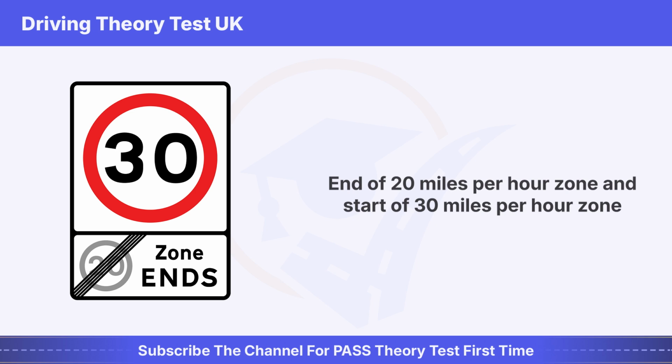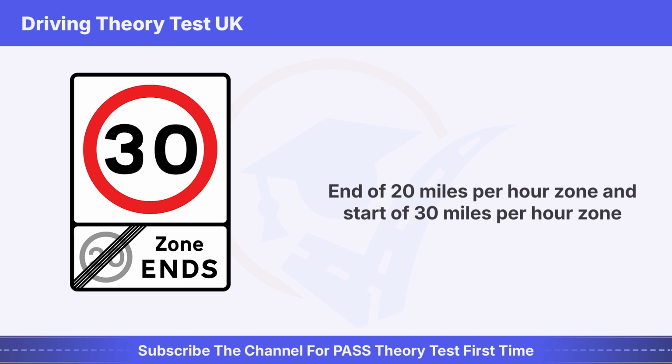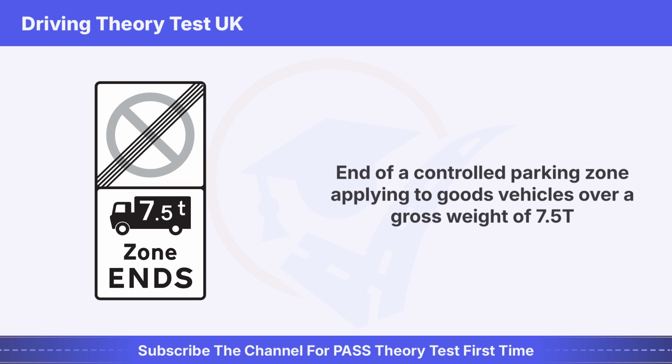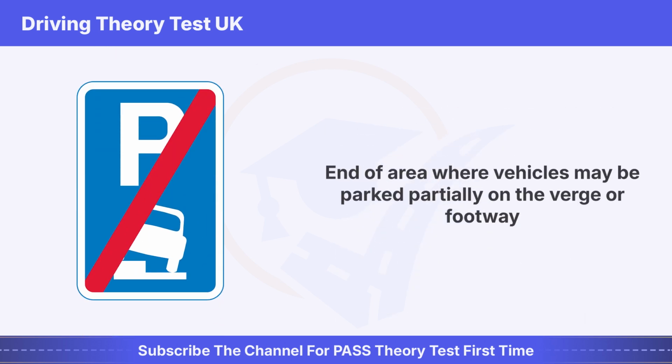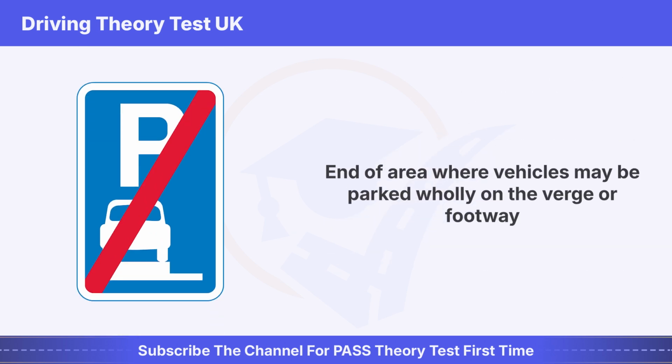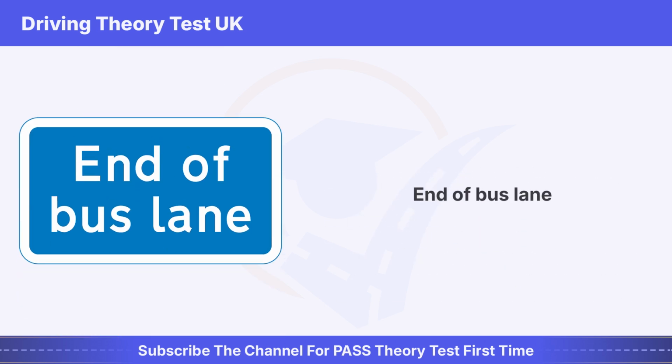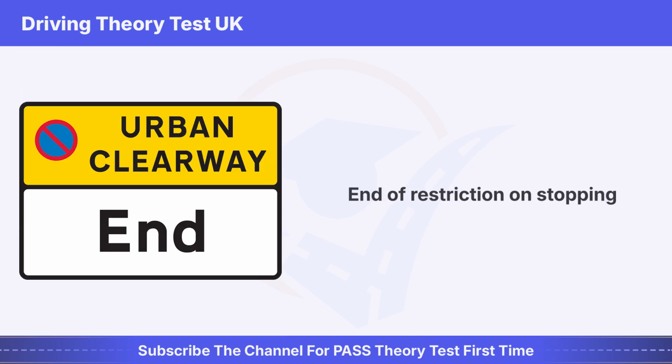End of 20 miles per hour zone and start of 30 miles per hour zone. End of a controlled parking zone applying to goods vehicles over a gross weight of 7.5 tons. End of area where vehicles may be parked partially on the verge or footway. End of area where vehicles may be parked wholly on the verge or footway. End of bus lane. End of restriction on stopping.